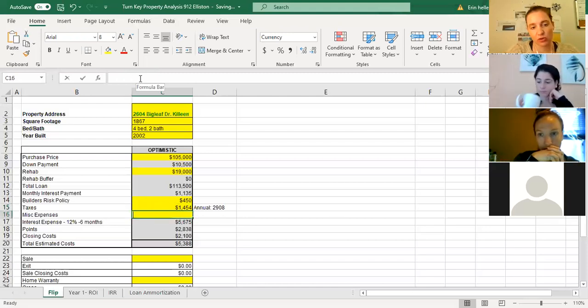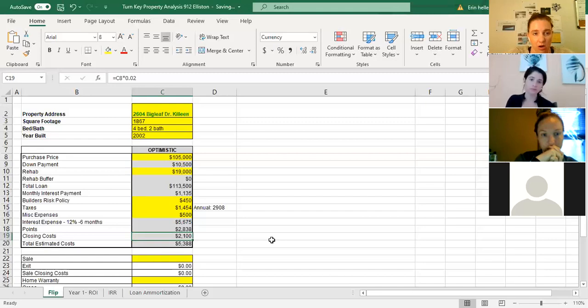Miscellaneous expenses, you can throw anything you want in there. I just kind of like to give myself a little bit of a buffer. If it's a lower price property, I'll put $500. If it's a higher price property, I'll throw $1,000 in there just to, again, overestimate and plan for any sort of craziness that might come at closing.